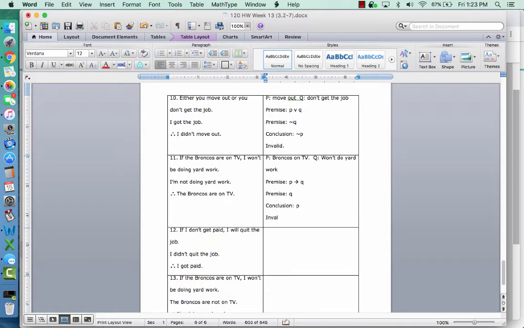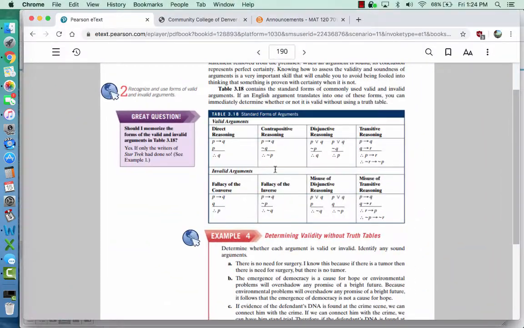This is invalid. This is the fallacy of the converse. If the Broncos are on TV, then I won't be doing yard work. Well, not doing yard work is not necessarily enough information to know that the Broncos are on TV. You could be not doing yard work because it's raining outside or something like that. But that is the fallacy of the converse. That's this one right here. If P, then Q. If you're given Q, you can't necessarily assume that P happened.